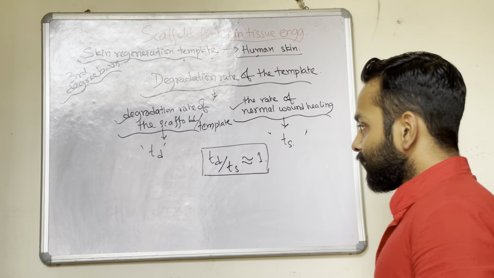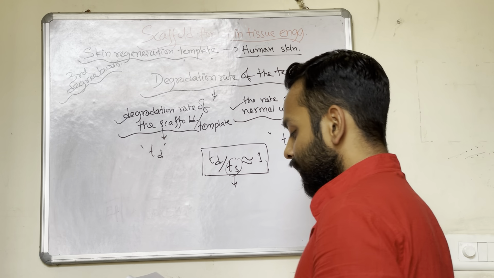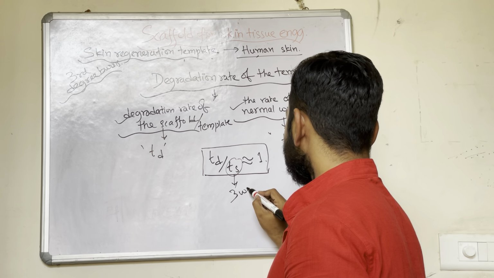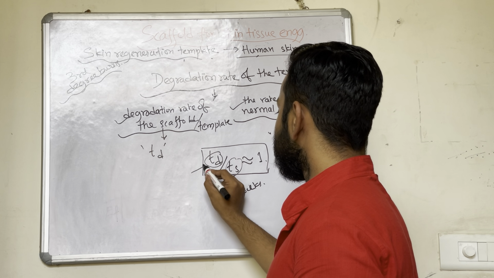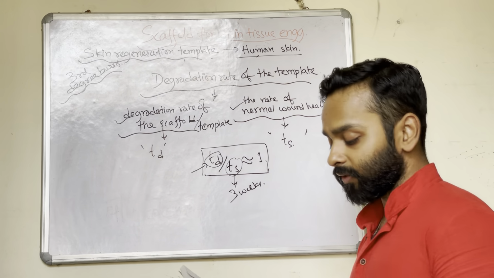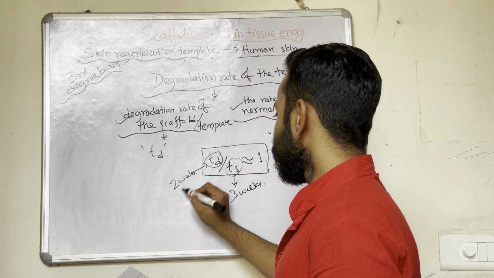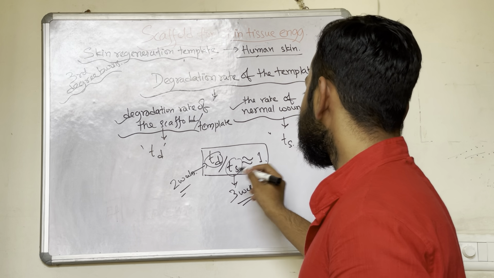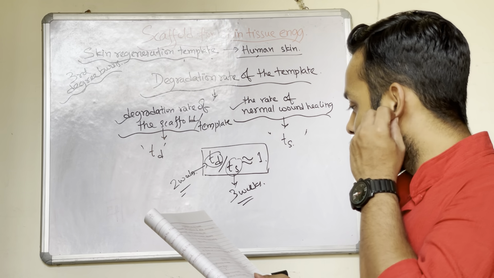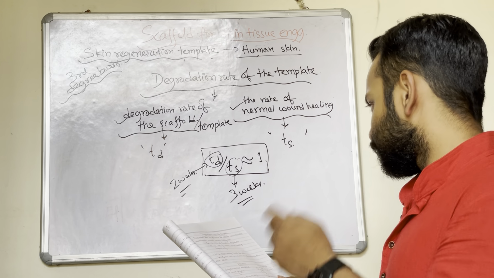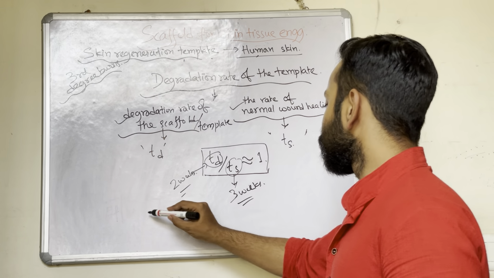So TS, the rate of normal wound healing in case of these third-degree burns, is found to be 3 weeks for skin, whereas the degradation rate for this specific scaffold which we have discussed was found to be 2 weeks. Therefore, this relationship will hold, and therefore the specificity or the fidelity of the construct will be maintained.